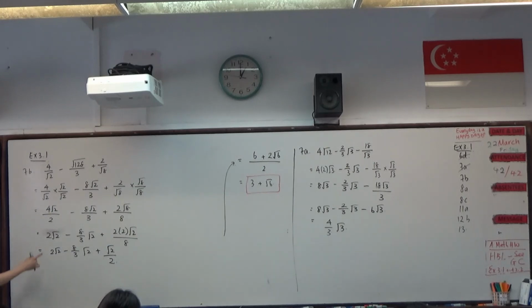Then you press the calculator, 2 minus 8 over 3 plus half, and you will get negative 1 over 6.